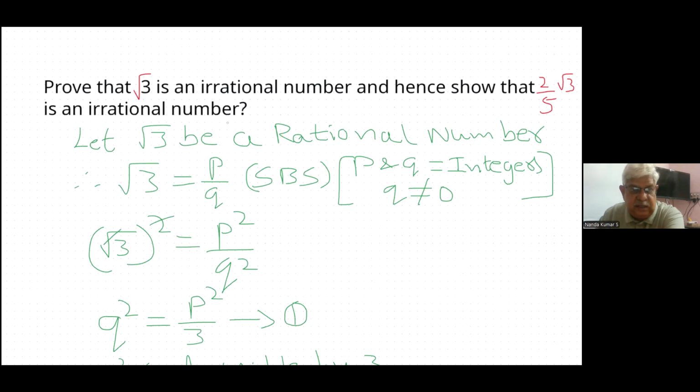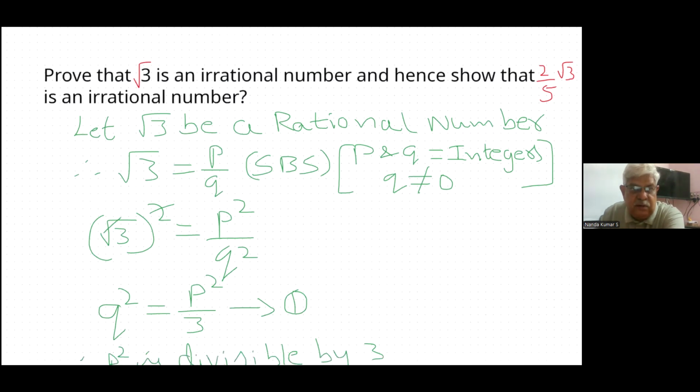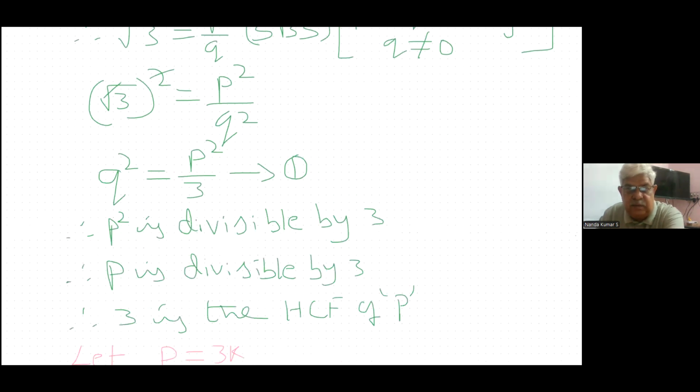Okay, so here first I considered root 3 to be a rational number. So I considered it in the rational number format p by q form, where p and q are integers and q is not equal to 0. Therefore, root 3 can be written in the form p by q. I did squaring on both sides. So once we did squaring on both sides, observe, root 3 whole square is equal to p square by q square. As square root and square are opposite, I cancelled it. Therefore, 3 is equal to p square by q square.